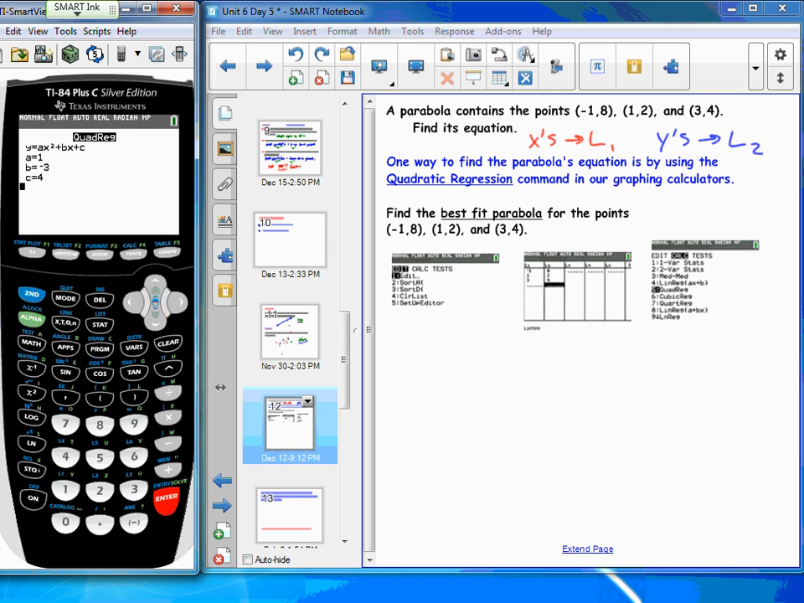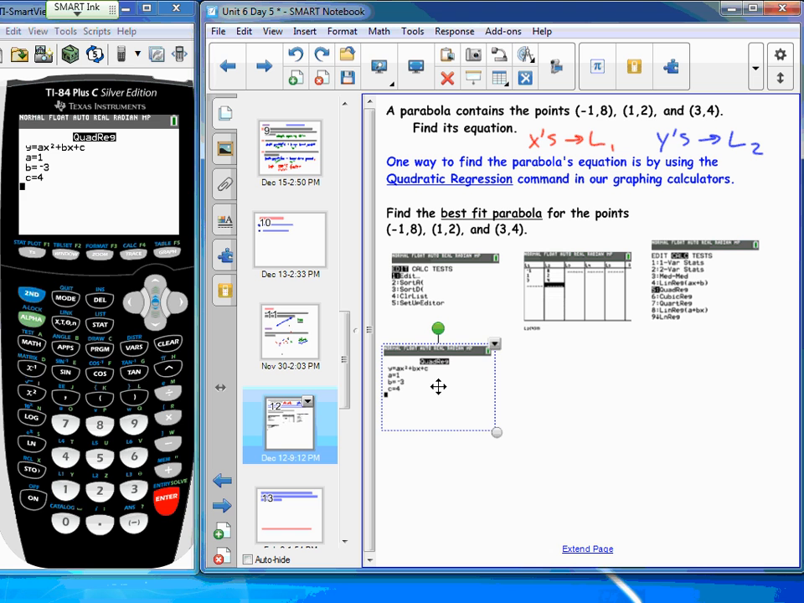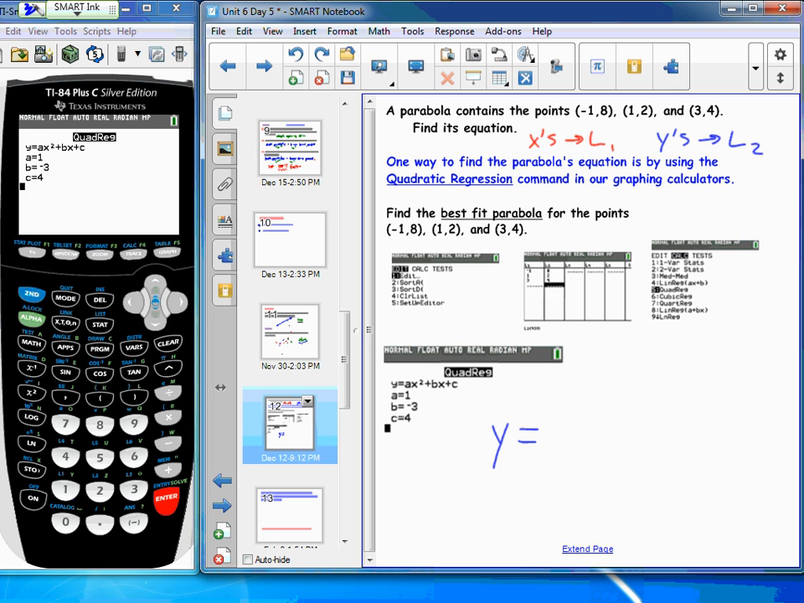So it looks to me like the calculator determines the values for a, b, and c in standard form. So it looks like my quadratic equation, y equals ax squared plus bx plus c, must be given by y equals 1x squared minus 3x plus 4. So I'm getting 1x squared minus 3x plus 4.